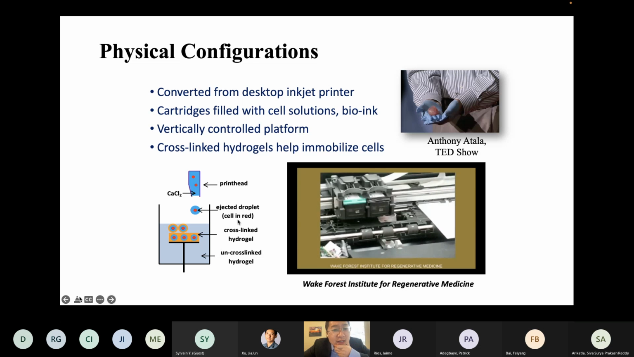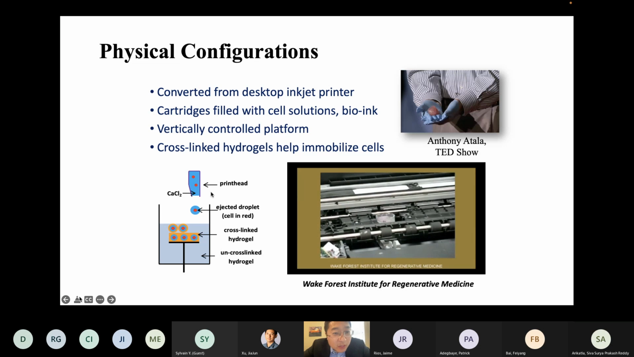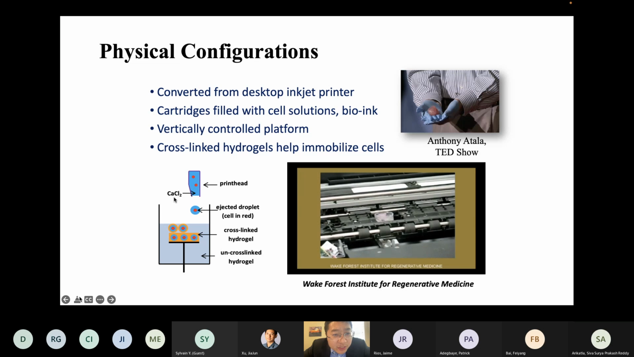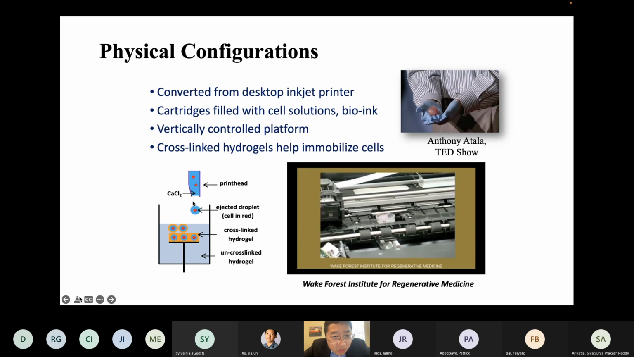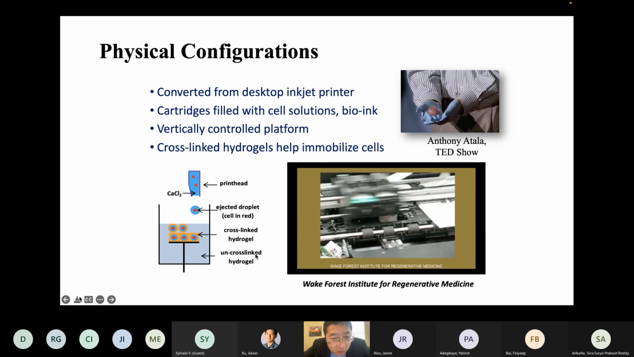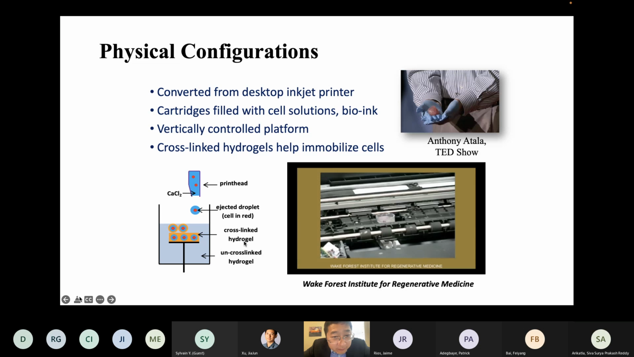They can move up and down, move up and down. And then they have used hydrogels, cross-linked hydrogels. So what does it do? They have hydrogels, and they have cell solution in the calcium chloride liquids. So cells are represented in red. And when the cells are injected into these uncross-linked hydrogels, calcium chloride will trigger the cross-linking reactions for the hydrogel.